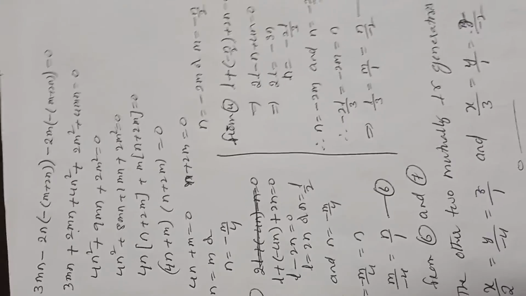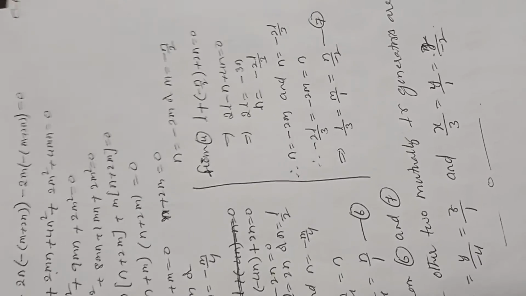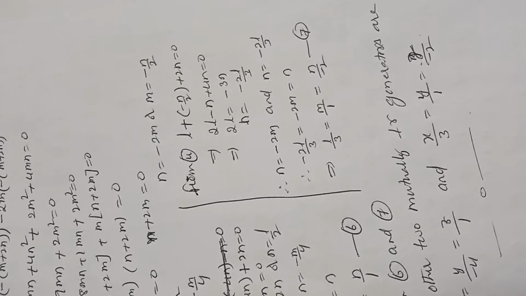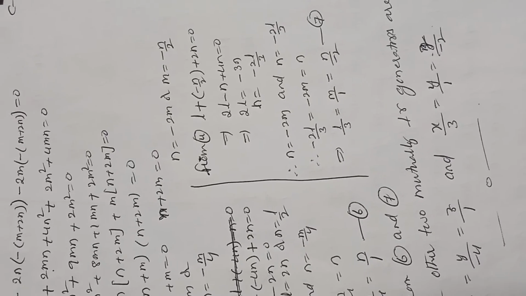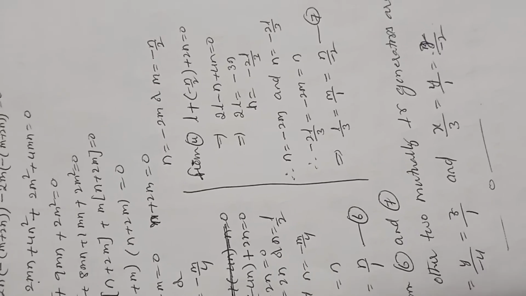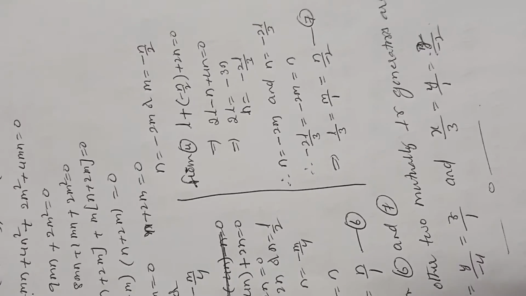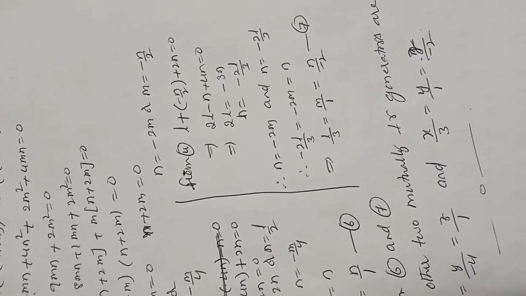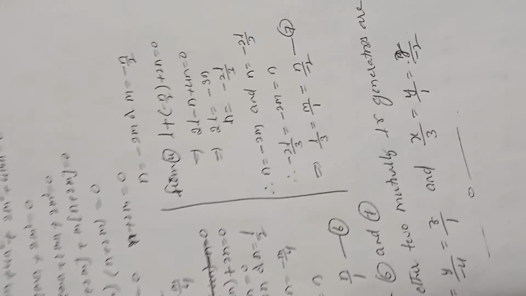Same problems, same procedure. We have to assume, let the line be x by L is equal to y by M is equal to z by N. Substitute those values in the given equations, and from the given equations you get two conditions, 4 and 5. Solve the equations 4 and 5, you will get the line equations.